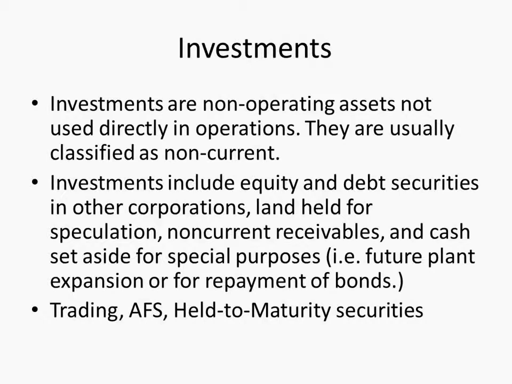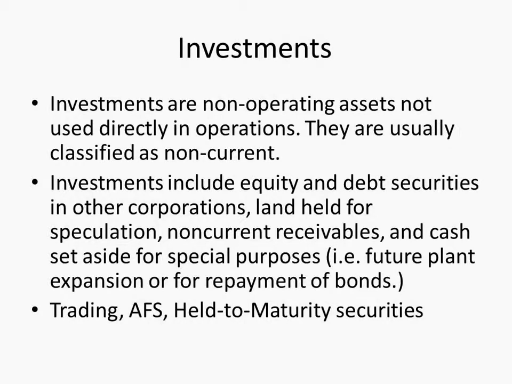Investments can be classified either as current or non-current, depending upon how your business uses those investments. If you plan to sell them off and trade them within a year, then they'd be considered current. Otherwise, they can be considered non-current. Did we go over trading, available for sale, and held to maturity? There are different classifications of investments. Trading securities would generally always be considered short-term. Available for sale could go either way. Held to maturity are likely to be non-current.